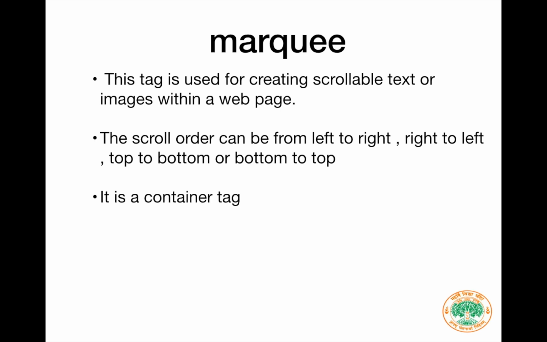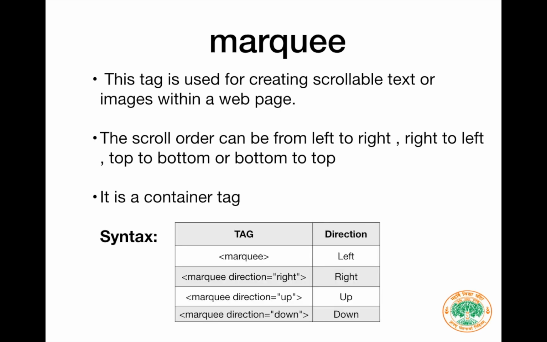So let's go to the syntax. If you use just the marquee tag, the image or the text will go towards the left direction. By default, the direction is towards left. If you want your object to move towards right, then you have to use an attribute called direction. So marquee direction equals to right will move it to the right. Similarly, for moving towards the up, you will use direction equals to up. For moving towards the down, you will use direction equals to down.